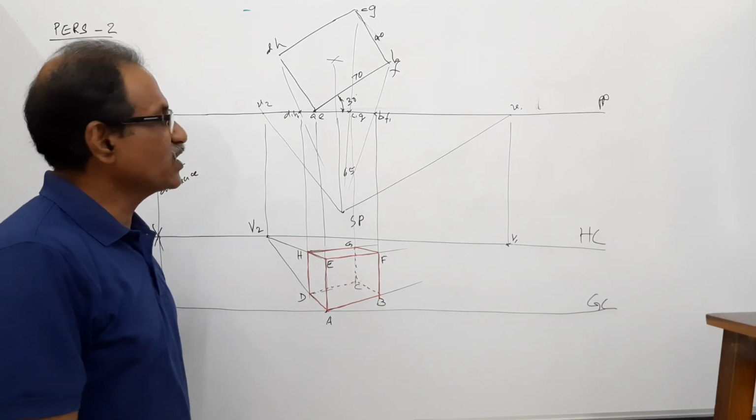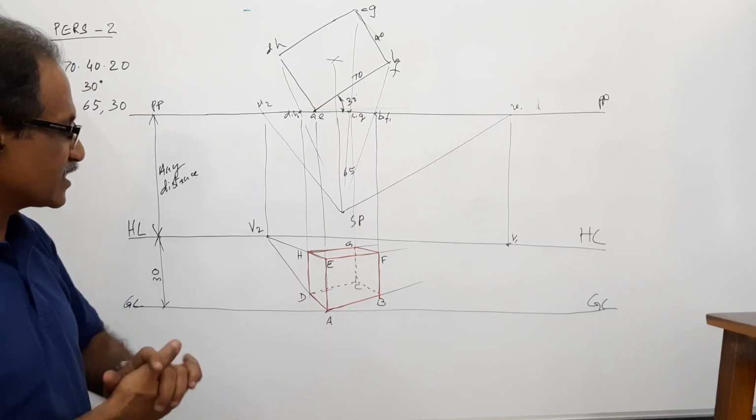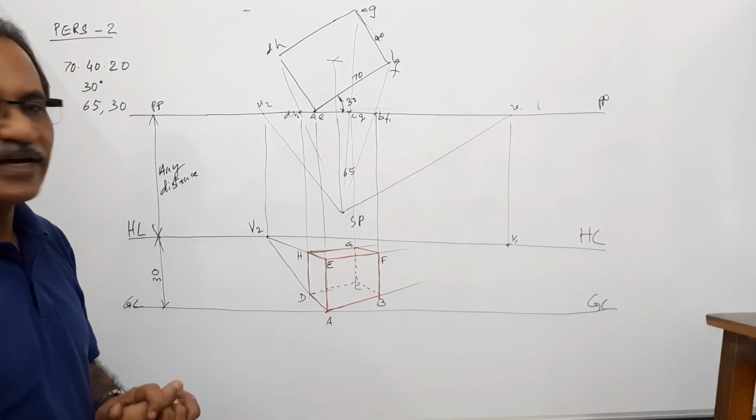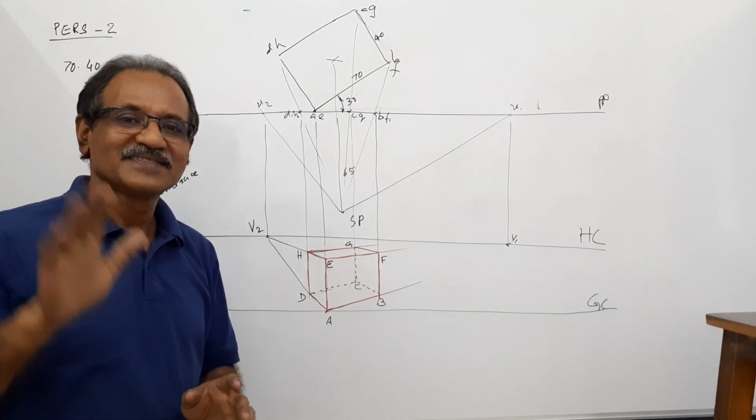This is the perspective view of the rectangular box lying on its largest rectangular face. Very simple question, isn't it? Okay. Thank you.